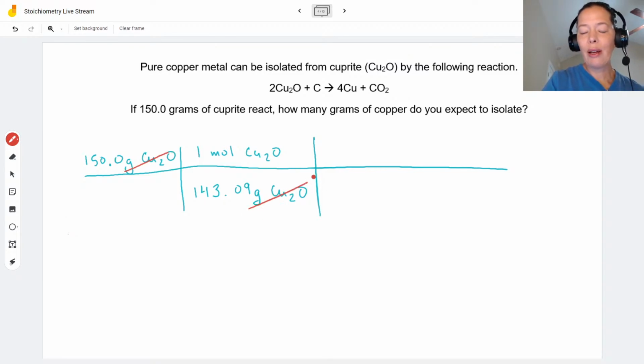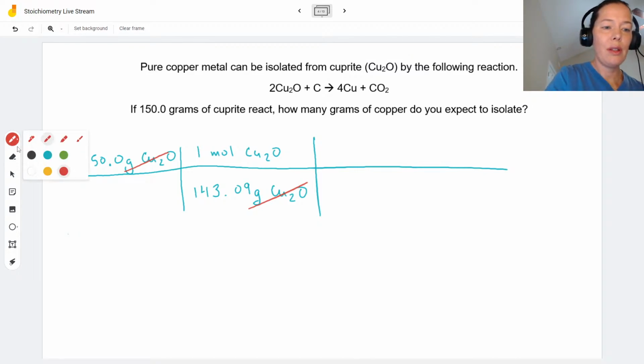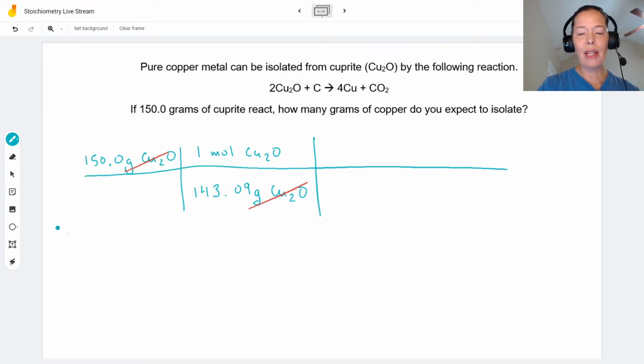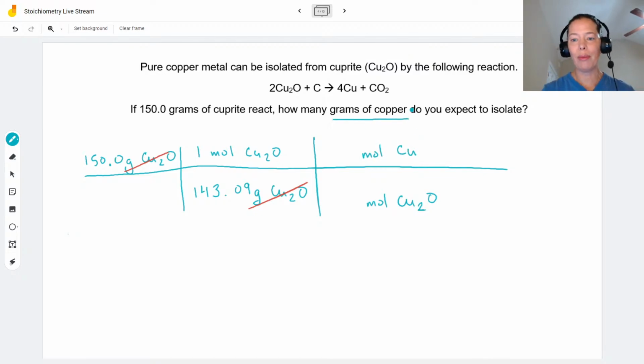So my grams of Cu2O have canceled. I now have moles of Cu2O, so I can use my mole ratio to convert between moles of Cu2O, or cuprite, to copper. So let's switch up and put in my mole ratio. I know I want my moles of Cu2O, oops, that should be a 2, to cancel. I am trying to predict moles of copper, again, per the problem itself.